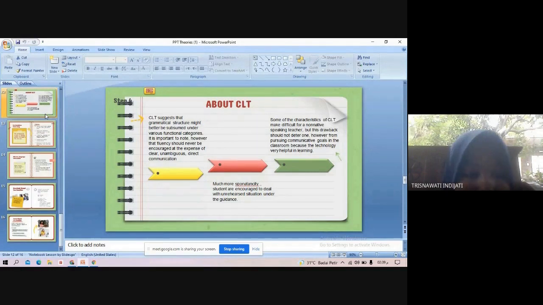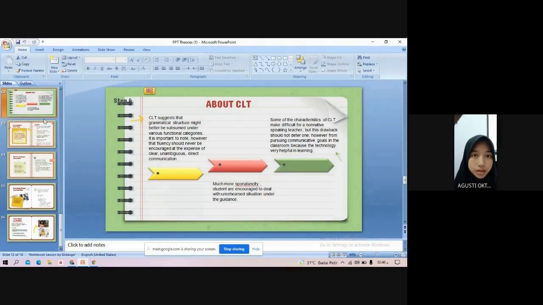Okay, let's go, Zulfa. Okay, next. Slide selanjutnya.